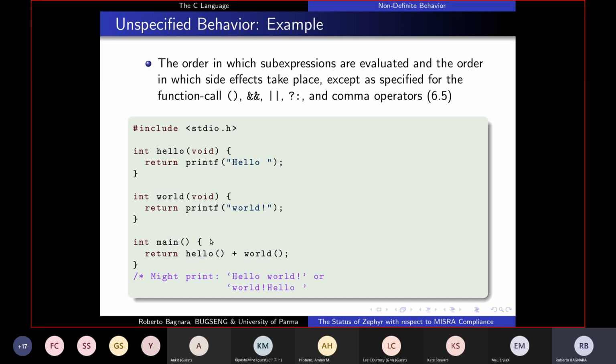So this program may print "hello world!" exclamation mark, which is probably what the programmer intended, but it can also print "world! hello", which is probably not what the programmer intended. And as I said, the compiler needs not document the choice, and most importantly, the compiler needs not be consistent with this choice. So you may discover that the program does what you want when you don't use any compilation option, then you activate a certain optimization and you see that it is the other way around. And moreover, if you complicate the program a little bit, instead of returning immediately in main, you do 5 times this addition, you may find that the compiler is not consistent in these instances, and it has complete right to do so.